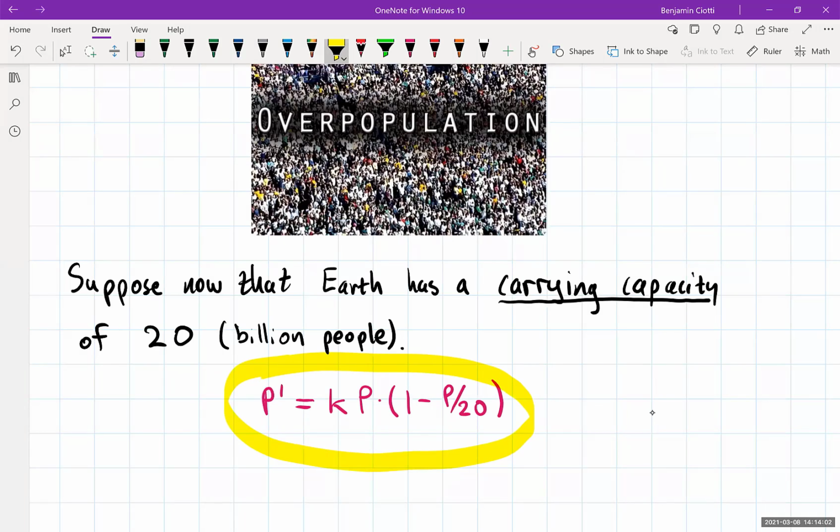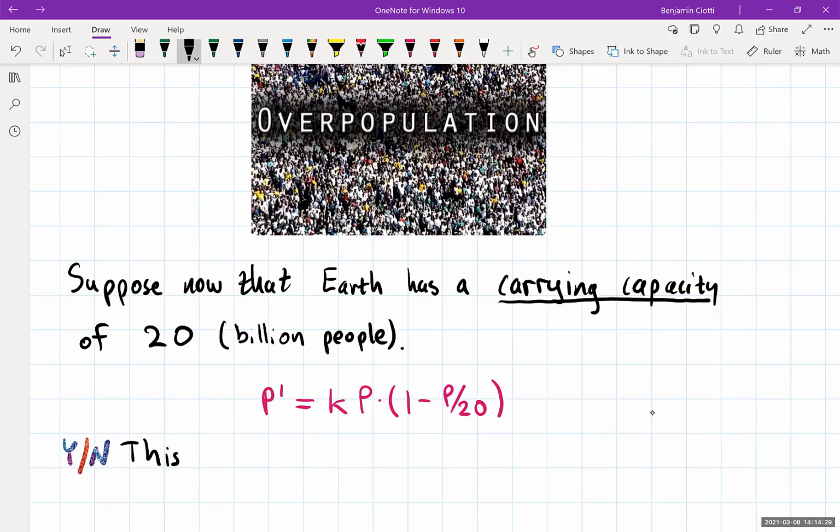This equation is called the logistic growth equation. I'll write it down in more generality later. But for now, let me try to solve it. Is it separable? Look at the participant screen so I can see what you all say. Yes or no? Is this equation separable?